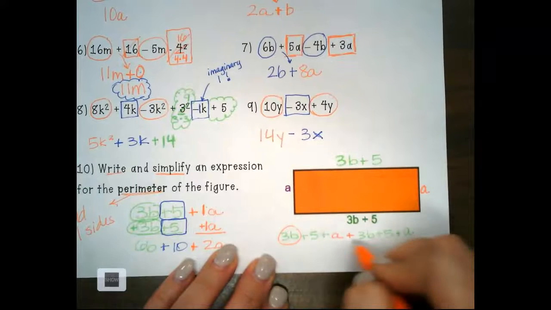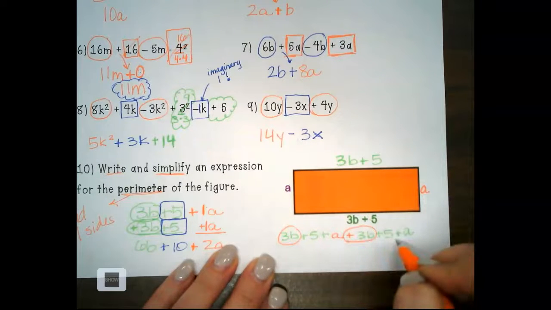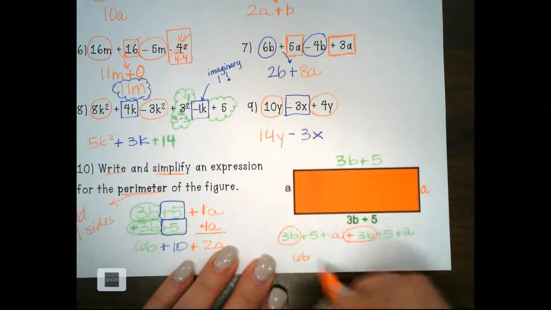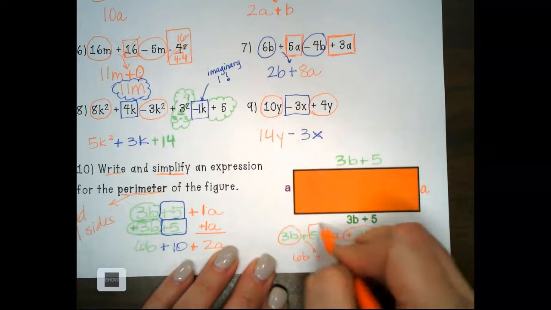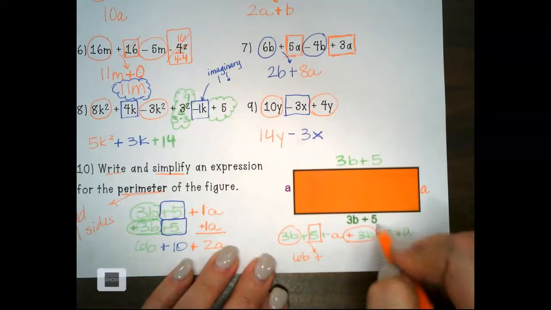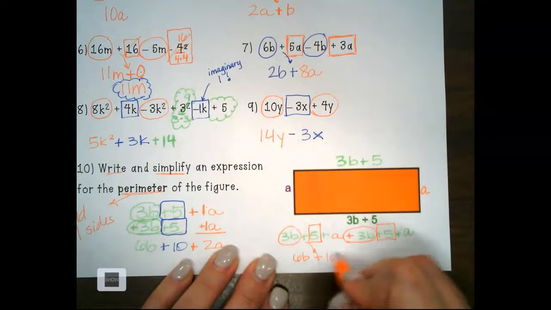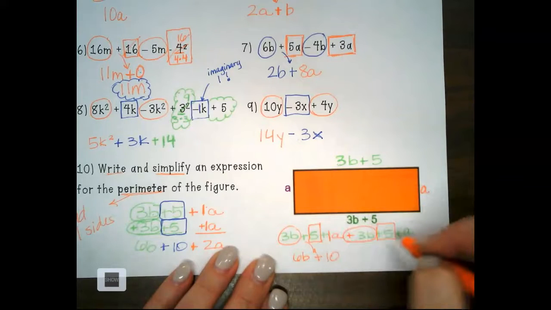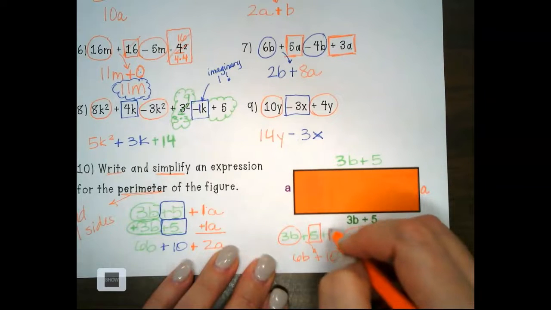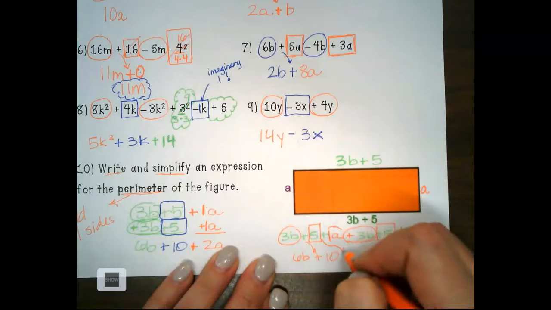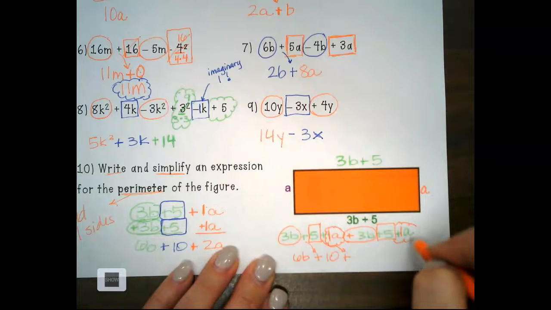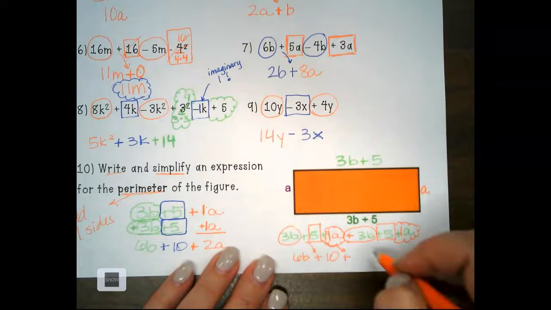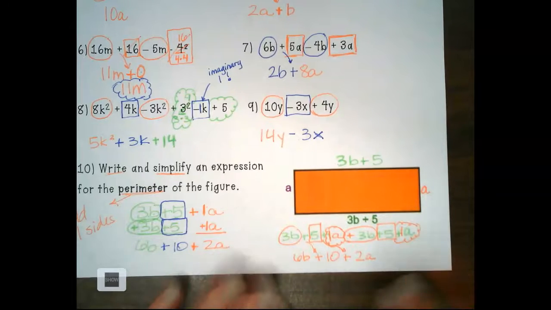3b plus 3b is 6b. You bring down your plus. We have 5. Oh well, same color, but oh well. Plus another 5 makes 10. And then we have our imaginary 1s here. And that should be a plus. We have 1a plus another 1a. 1 apple plus 1 apple makes 2 apples. So there's 2 different methods for doing this. You've got to find which one makes sense.